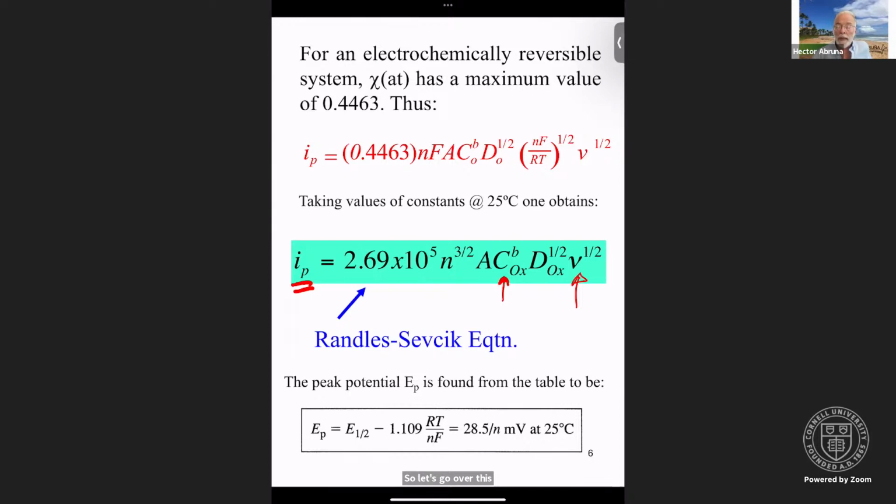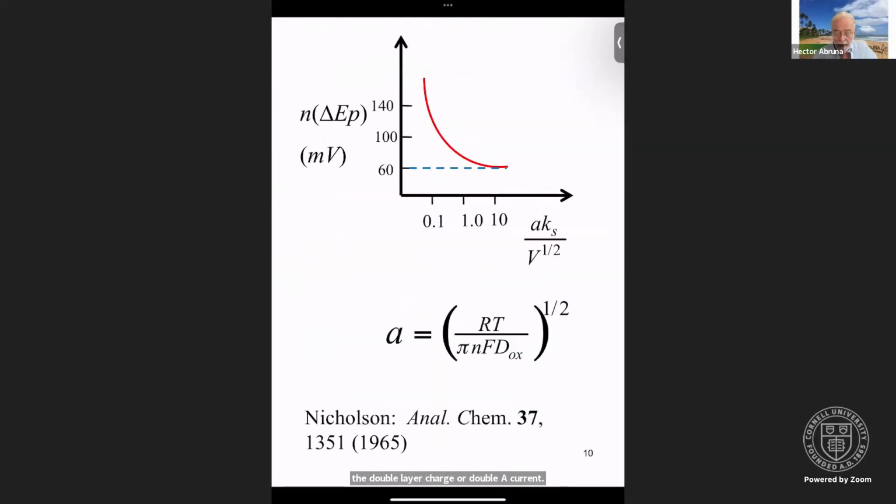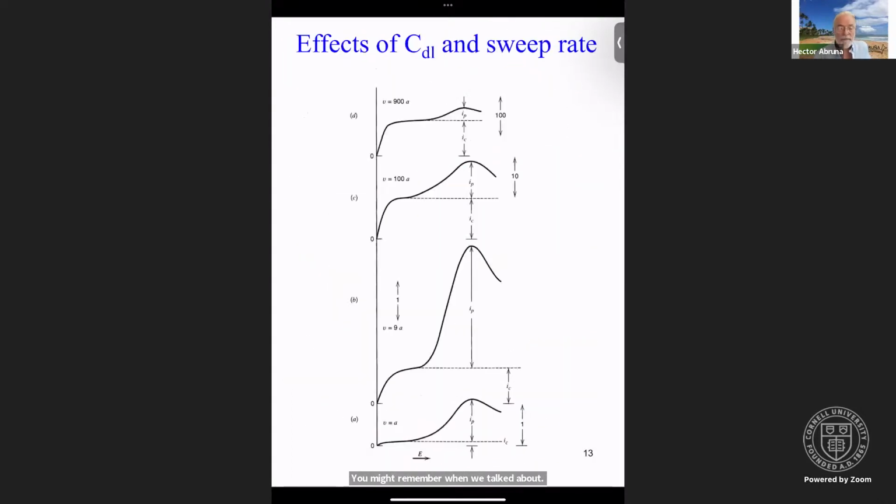Clearly, the peak current will increase as the square root of sweep rate, right? But you might remember this pesky little thing called the double layer charge or double layer current. You might remember when we talked about double layer current, that the double layer current is proportional directly to sweep rate. And so now we have an issue.